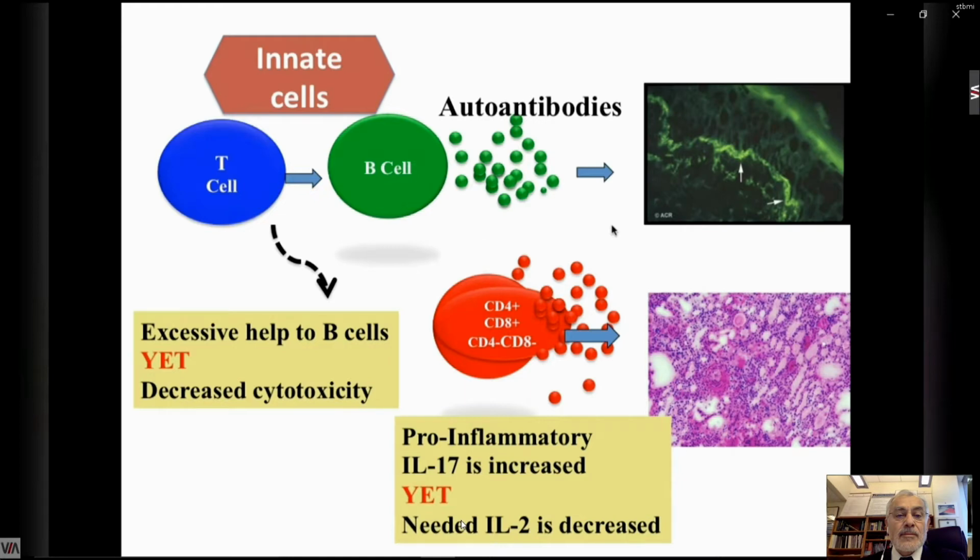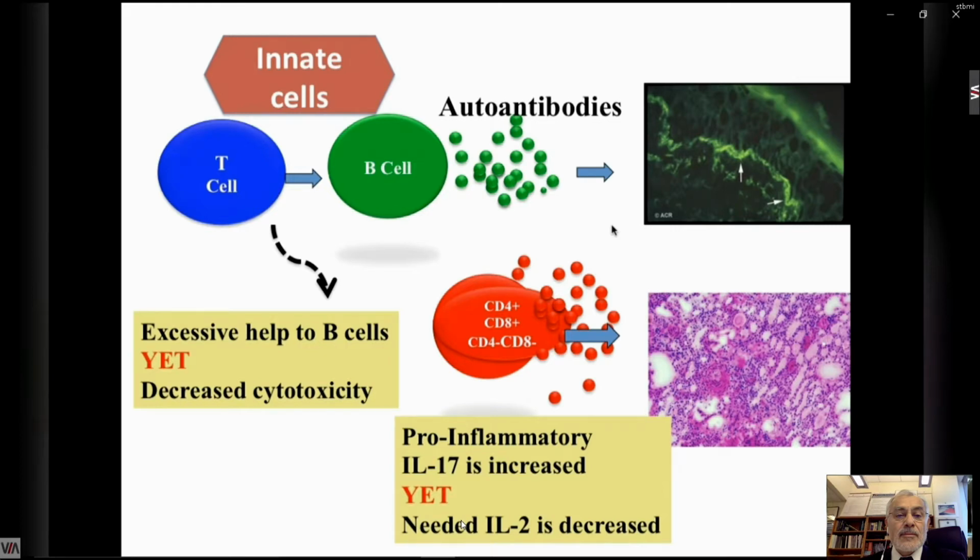B cells produce autoantibodies that deposit in tissues, either alone or as immune complexes, and B cell function is controlled by T cells. Over the years, we have learned that T cells in patients with lupus have an antithetic personality, so to speak. They are known on one hand to provide excessive help to B cells to produce autoantibodies, but simultaneously, they cannot raise cytotoxic responses, hence the increased infection rates.